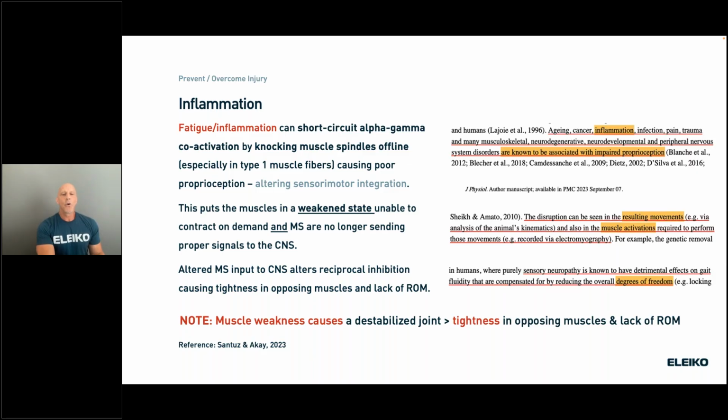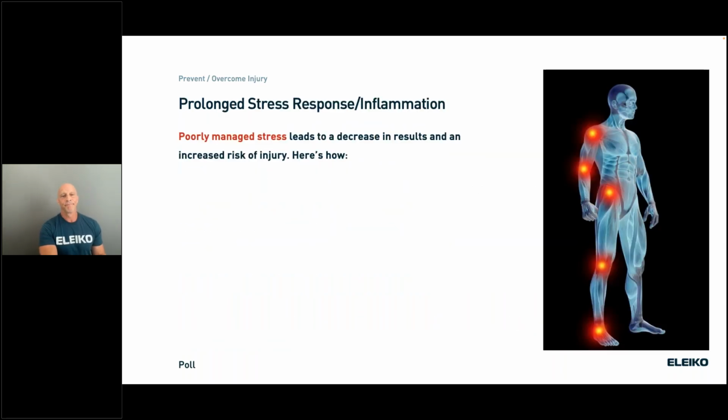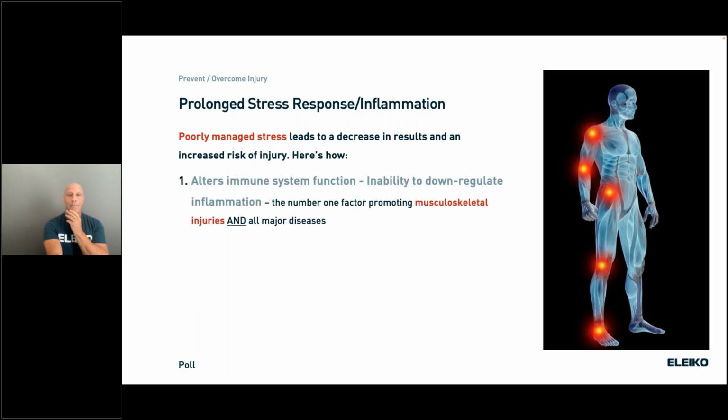So note, muscle weakness causes a destabilized joint, which leads to the tightness in opposing muscle groups and lack of range of motion. Okay. Now, in a prolonged stress response, here's what happens. Here's just kind of a very simplistic chain of what happens. When we have this prolonged stress response, it means we have prolonged inflammation. We've altered the immune system function. We have the inability to downregulate inflammation, which is the number one factor promoting musculoskeletal injury and all major diseases for that matter.